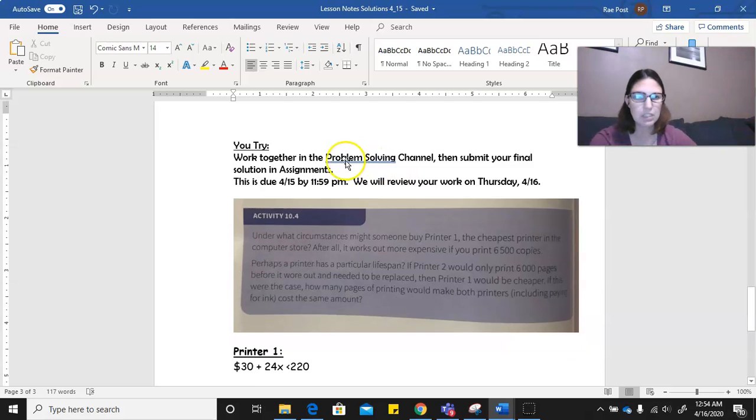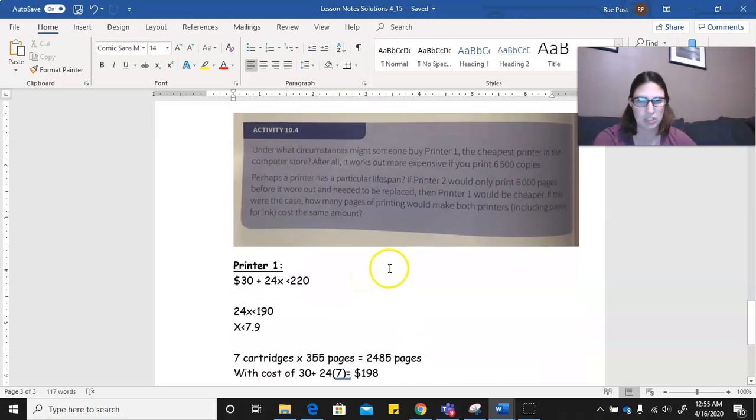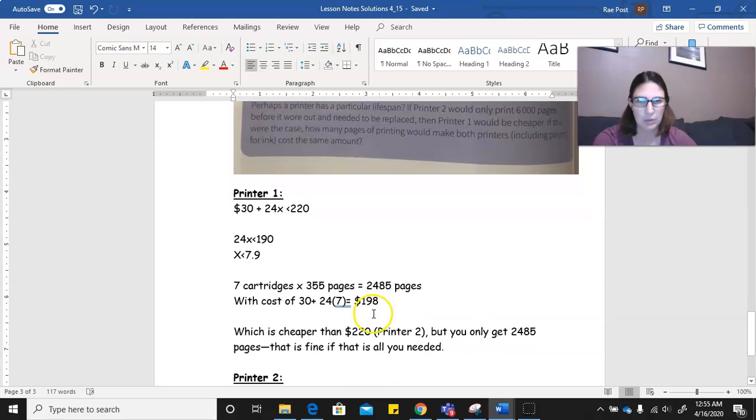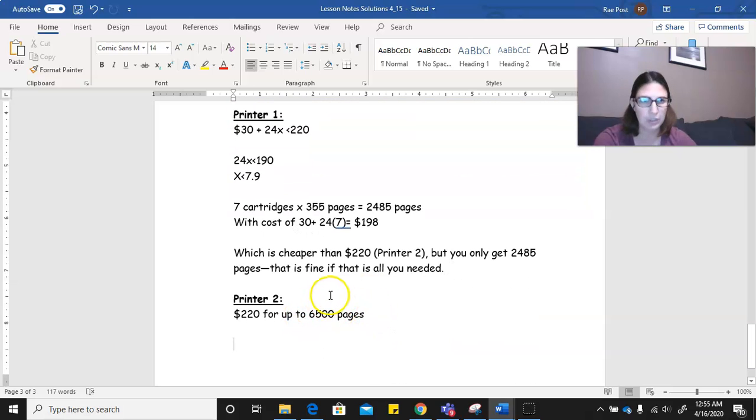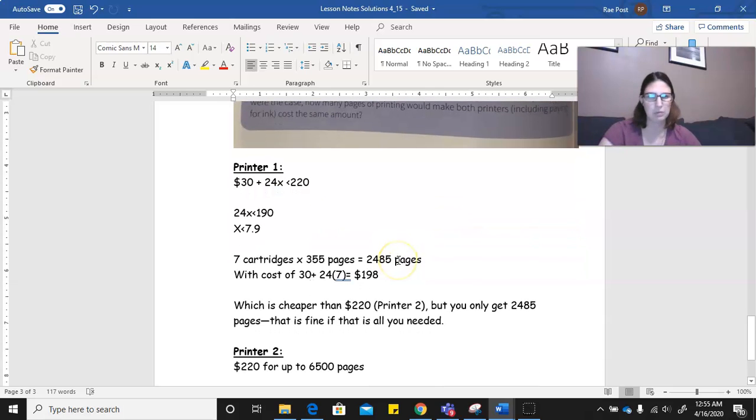We were working on this one yesterday a little bit, and then you had this question to follow up with it. We know that printer 2 was $220 for up to 6,500 pages. So why would anybody want to buy printer 1? Because printer 1, remember, was like $462 to get close to that amount of pages? So it was like twice as much money. So why would anybody want to buy that one?